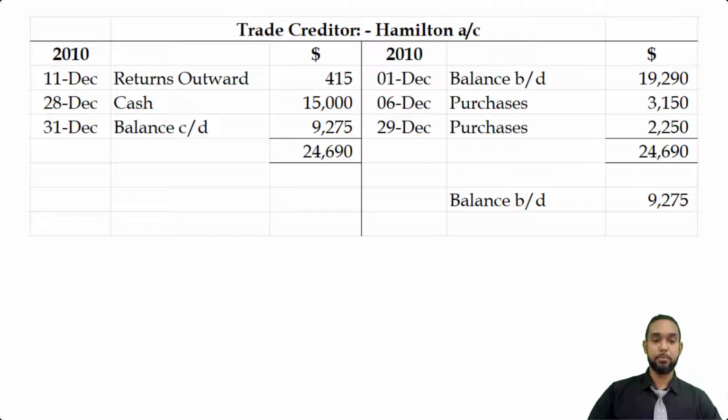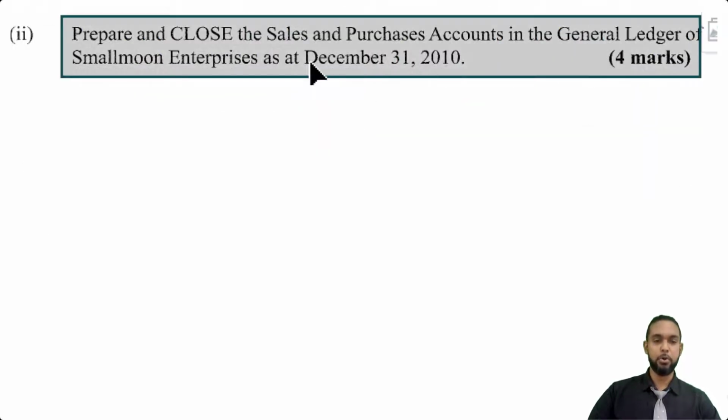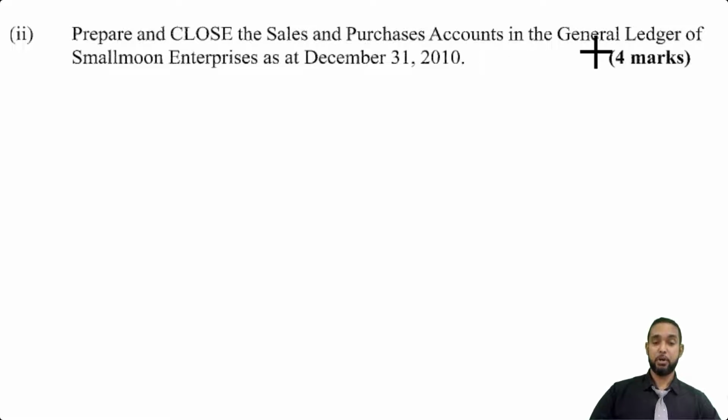Okay, that's it for part A. Let's take a look at part B. Okay, so what I meant to say was A part 2. It says prepare and close the sales and purchases accounts in the general ledger of Small Moon Enterprises as of December 31st, 2010 format. Okay, so the sales and purchases accounts in the general ledger.